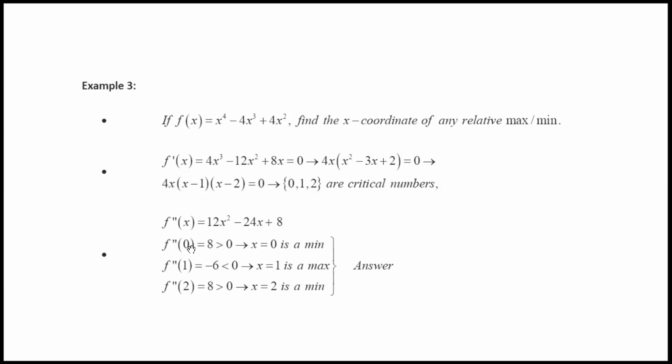When we put in 0, we get 8. That's greater than 0, so it's a min. When I put in 1, I get -6. That's less than 0, so 1 is a max. And when I put in 2 into the second derivative, I get +8. And so that tells me that's greater than 0, so this is a min also. So we have a min, we have a max, and we have a min. That kind of makes sense in a way. In other words, it's low point, high point, low point.